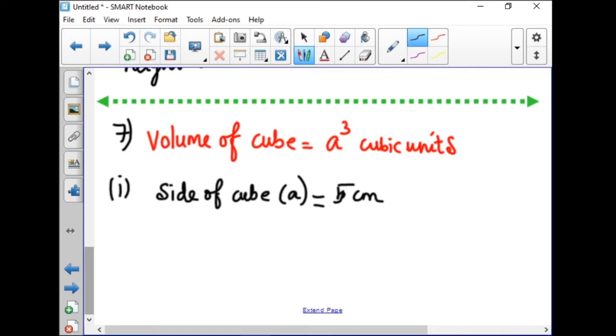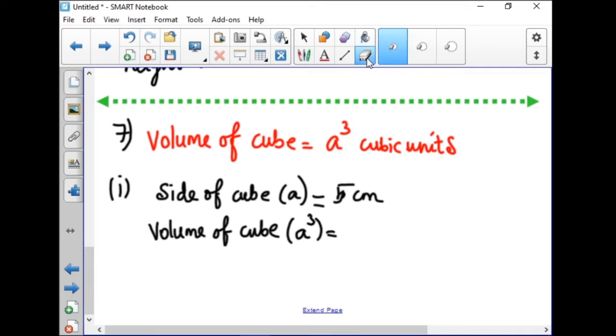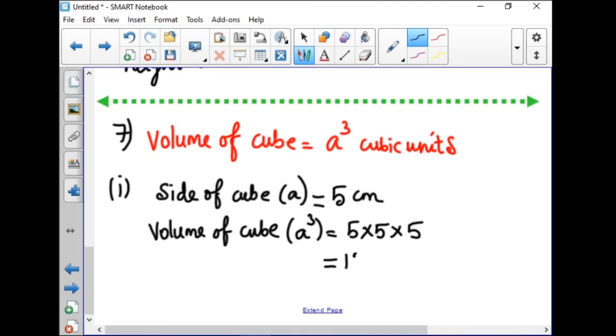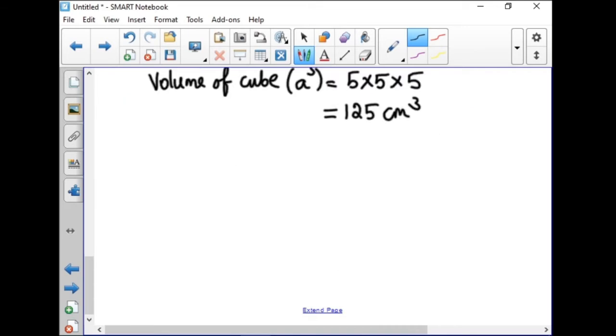So we want to find the value. Volume of cube, formula a cube. So a cube means 5 into 5 into 5. So 5 5s are 25, and 25 into 5 is 125. So the answer is 125 centimeter cube.